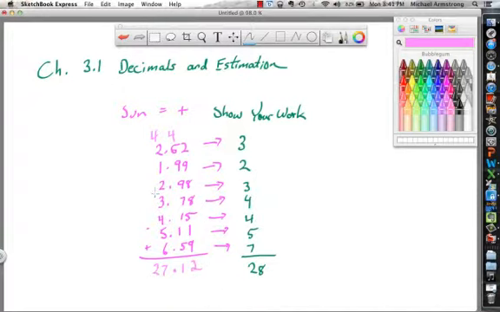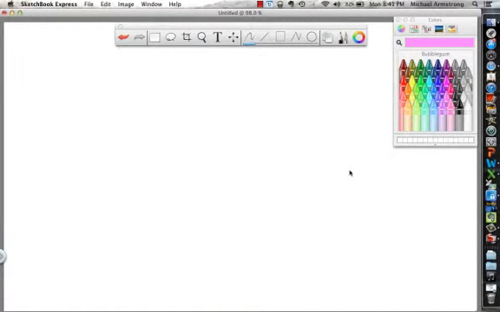Now if we were to round $27.12, we would round down to 27. But when you're estimating, you're not supposed to find the actual answer and then round. You're supposed to round all of the components and then add, because it's easier. You might get something slightly off, but it's close enough to be reasonable. And that's important. Reasonableness is nice to have. Okay, that's estimating a sum.